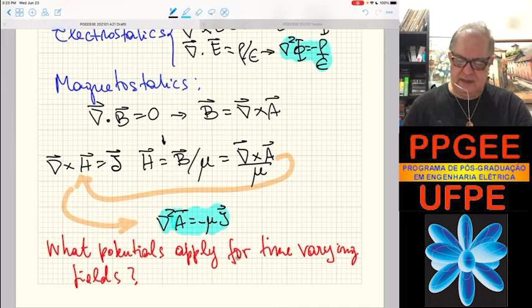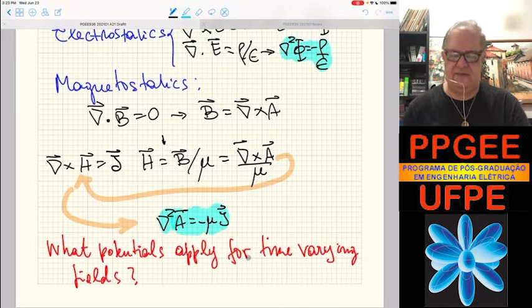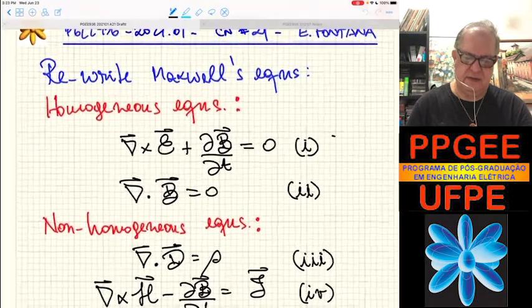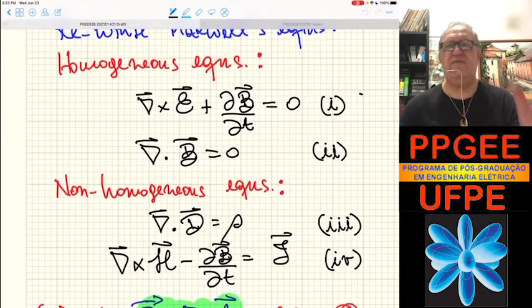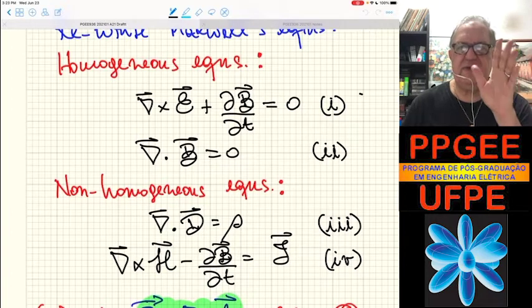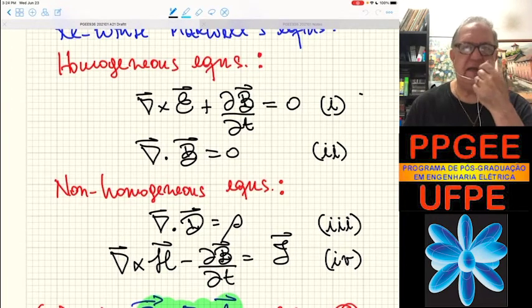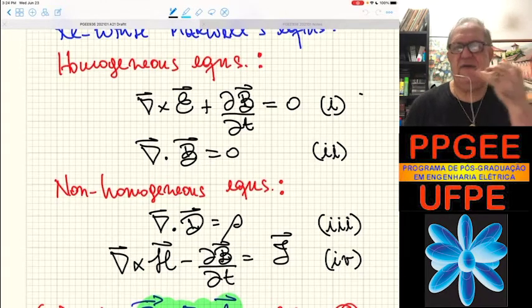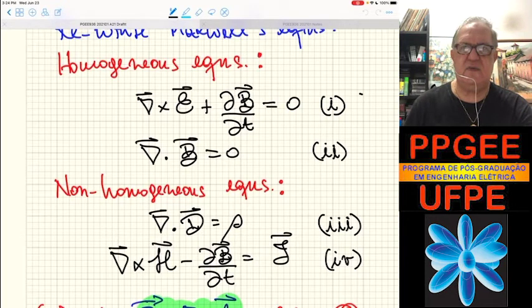What are the potentials that apply for time-varying fields? So let's revisit the equations. Let's rewrite Maxwell's equations. We have homogeneous equations, the equations that do not depend on rho or j. These are the homogeneous pair of equations that we have. And we have two other equations that depend on rho and j. These are the non-homogeneous equations.